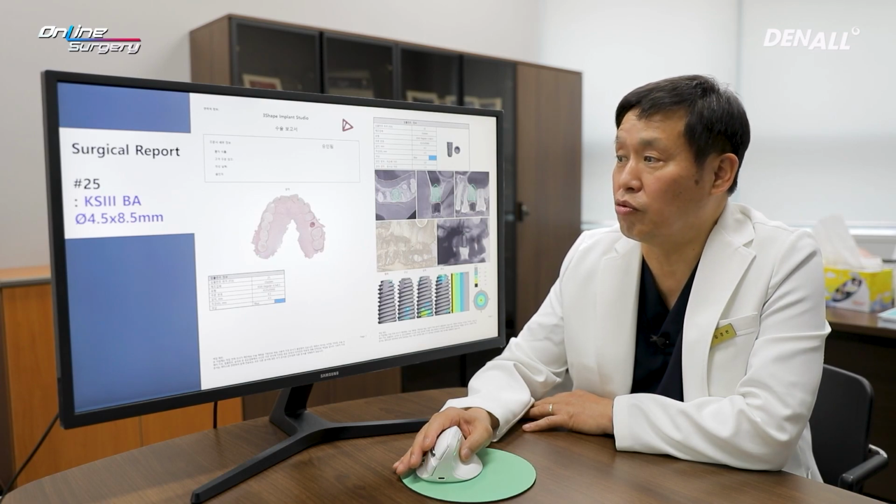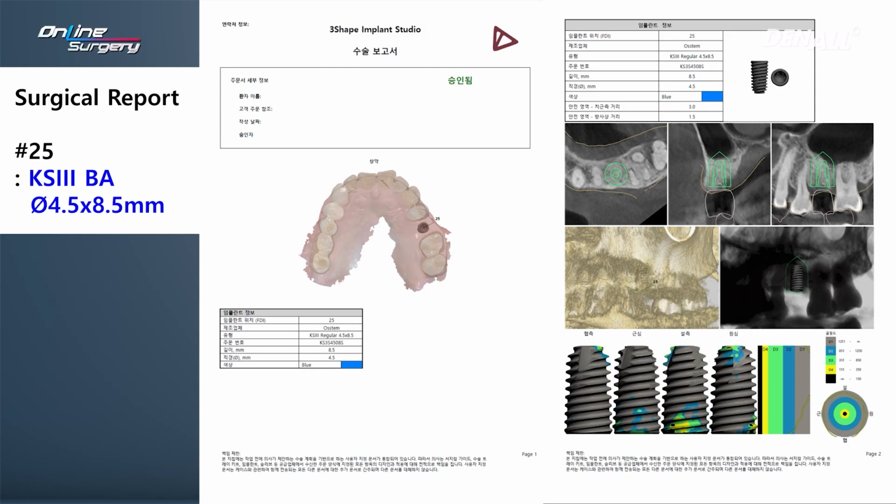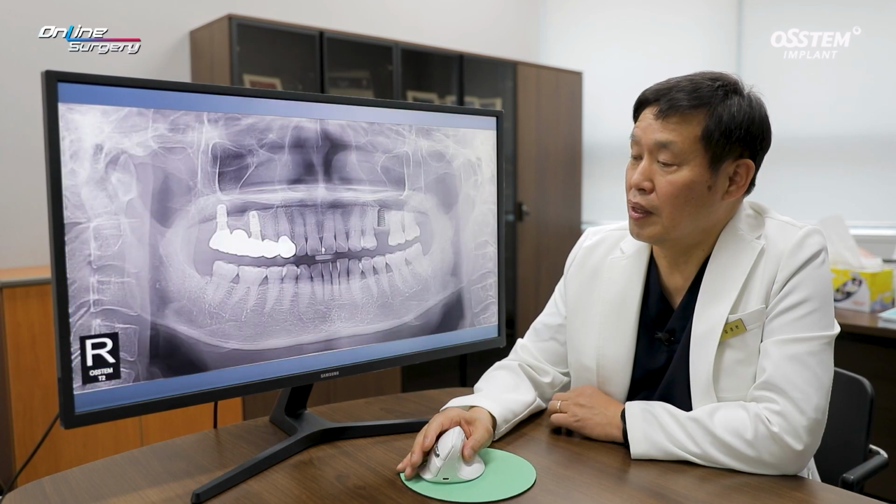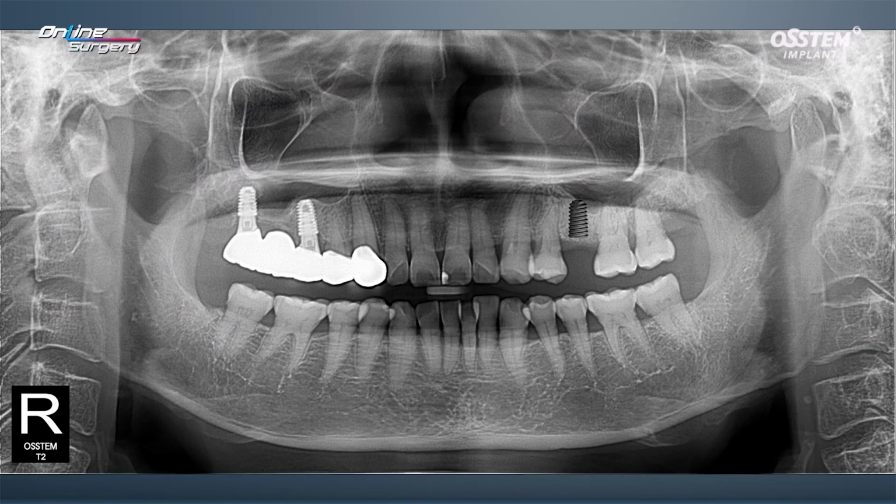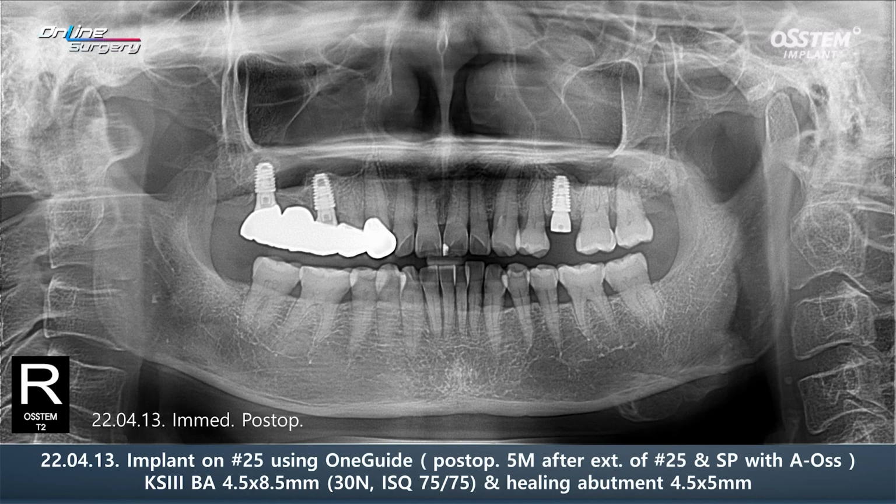In order to use one guide, the Implant Studio was used to come up with surgical plans. KS3B, a 4.5 by 8.5 millimeter implant, was planned. Fortunately, in the palatal side, there was no penetration up to the sinus, so one cast was unnecessary. I believe that implant fixation can be gained by engaging the sinus floor. That was the surgical plan. I believe the surgery can be possible by slightly engaging the sinus floor.